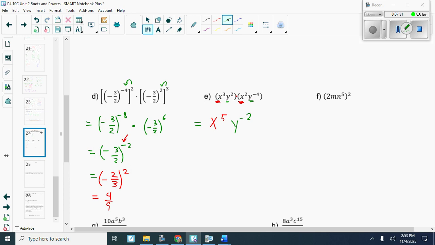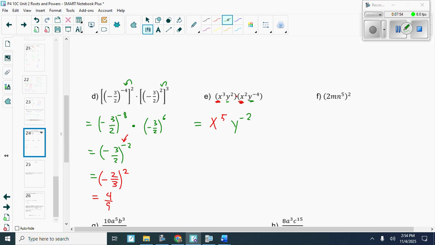Do we change the x to the power 5? Do we write the reciprocal of that, because it's kind of touching the y? No. This negative exponent is only attached to the y. It has nothing to do with the x.